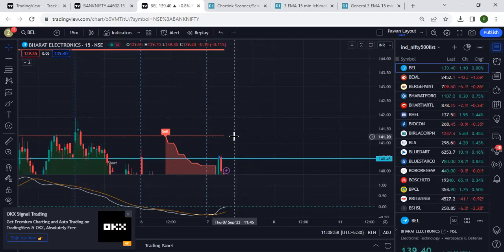This target will be achieved. I mean to say that above 140 rupees 45 paisa, on the day the stock trades, simultaneously you can see the first target of around 141 rupees 20 paisa or 25 paisa will be met on the same day itself.